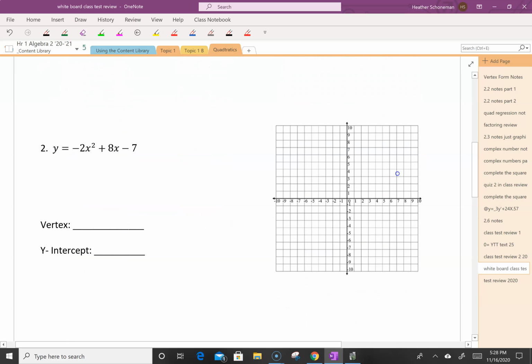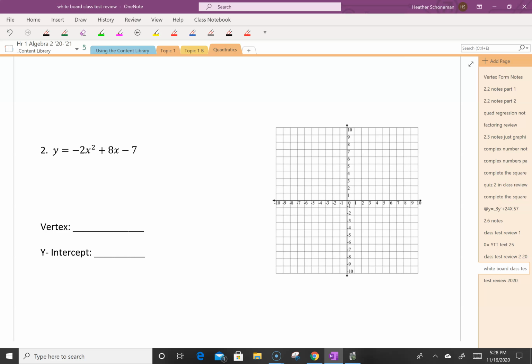All right, this one wants us to find the vertex and the y-intercept. The vertex is found by taking the opposite of b over 2a. So the opposite of b would be -8, over 2 times a, which is -2. This would give me -8 over -4, which is 2. So my vertex is going to be 2, something.